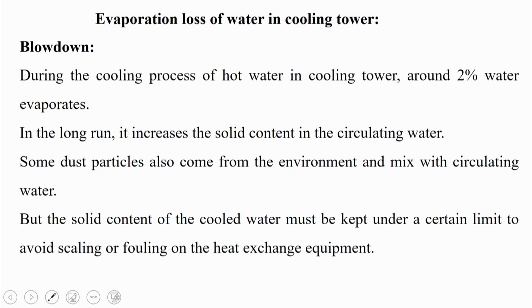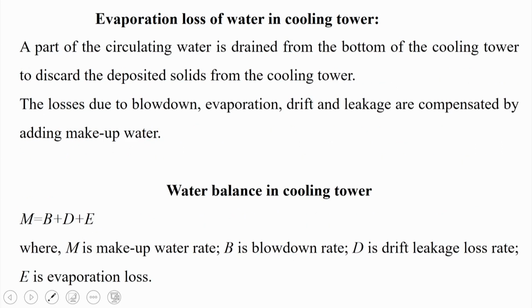So, a part of the circulating water is drained from the bottom of the cooling tower periodically to discard the deposited solids, and the losses due to this blow down, evaporation, drift and leakage are compensated by adding makeup water. This makeup water is added at maybe 1 or 2% of the total water flow rate.